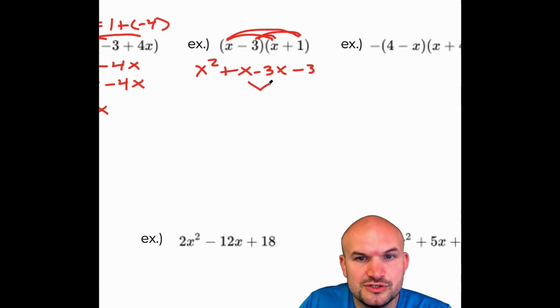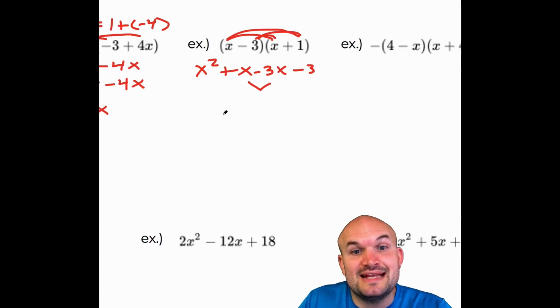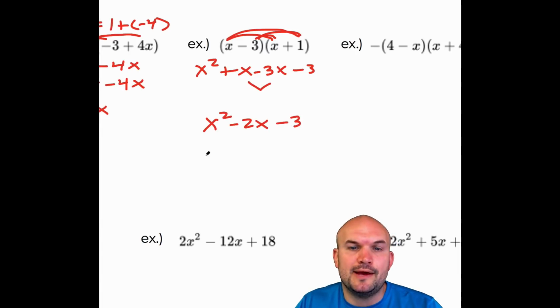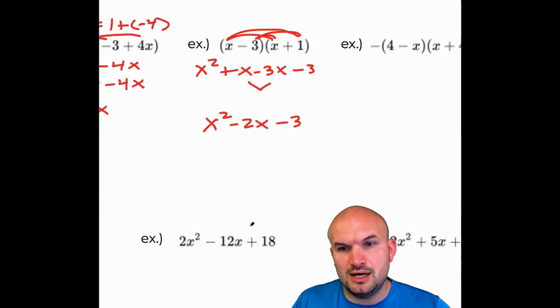Then my middle two terms combine. So I have x minus 3x, which is now going to be negative 2x. So I have x squared minus 2x minus 3. Okay? And therefore, you get our famous trinomial, which we'll come into next.